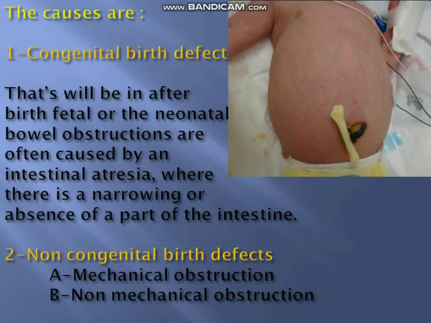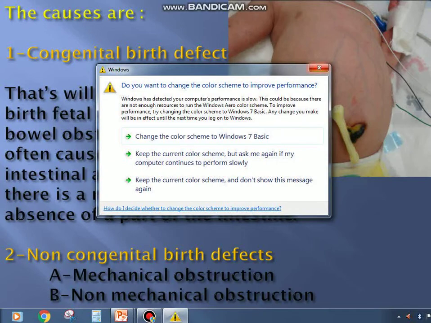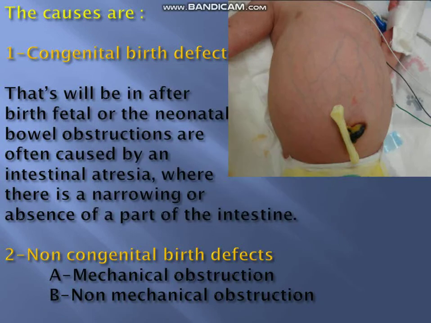After finishing the signs and symptoms of intestinal obstruction, now I will explain the causes. The causes here have two types, either congenital birth defect or non-congenital. In the congenital birth defect, fetal or neonatal bowel obstruction is often caused by intestinal atresia, where there is narrowing or absence of part of the intestine.